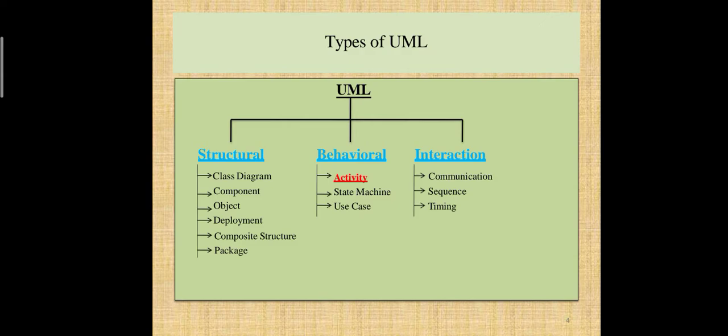Okay, next is the behavioral diagram. In the behavioral diagram, the diagrams are the activity diagram, state machine and use case diagram. From these diagrams we are seeing today the activity diagram, which shows the behavioral representation of our system, and the interaction diagram. We have already covered the interaction diagrams, that is the communication diagram, sequence diagram and timing diagram.